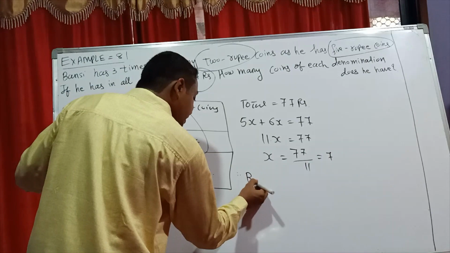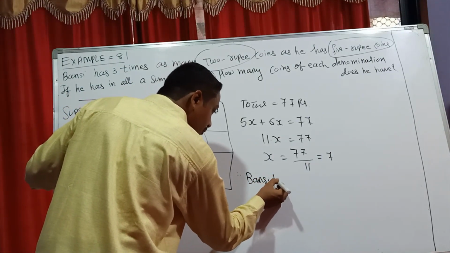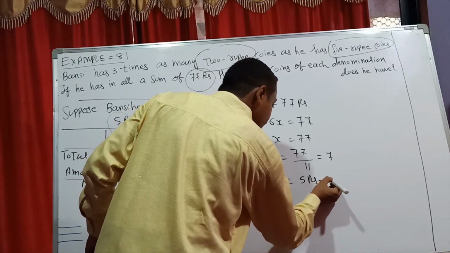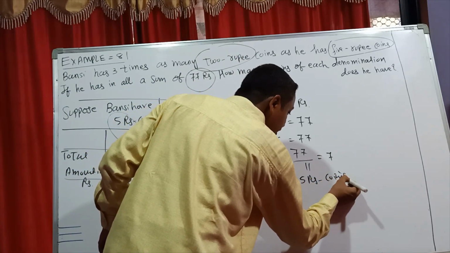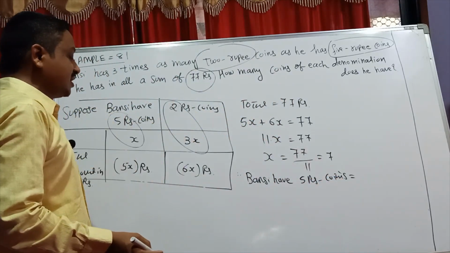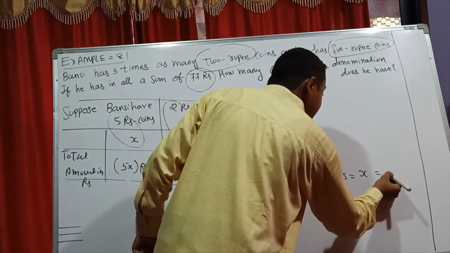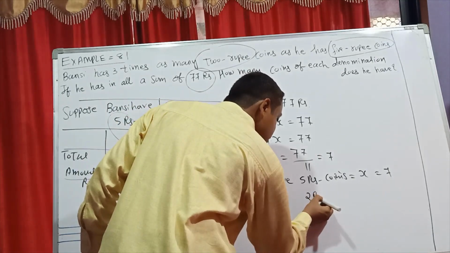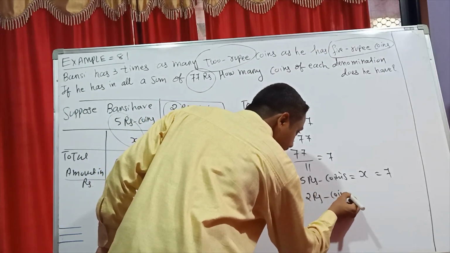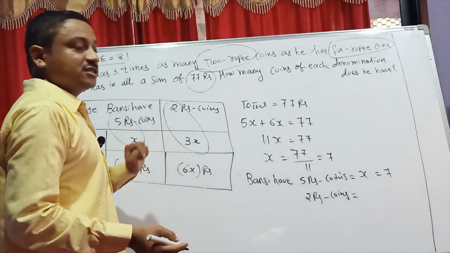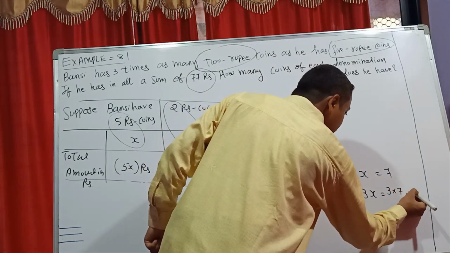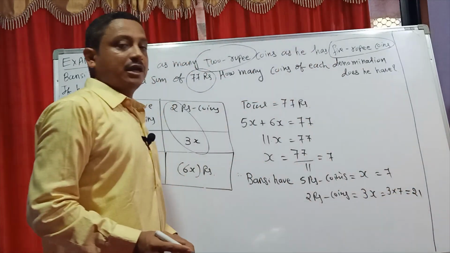Therefore, Bansi has 5 rupees coins. How many? Already I assumed the 5 rupees coins are x. It means 7 coins. And Bansi has 2 rupees coins. How many? It is 3 times. It means 3x. So 3 into 7, total 21 coins. Now look at that, students.